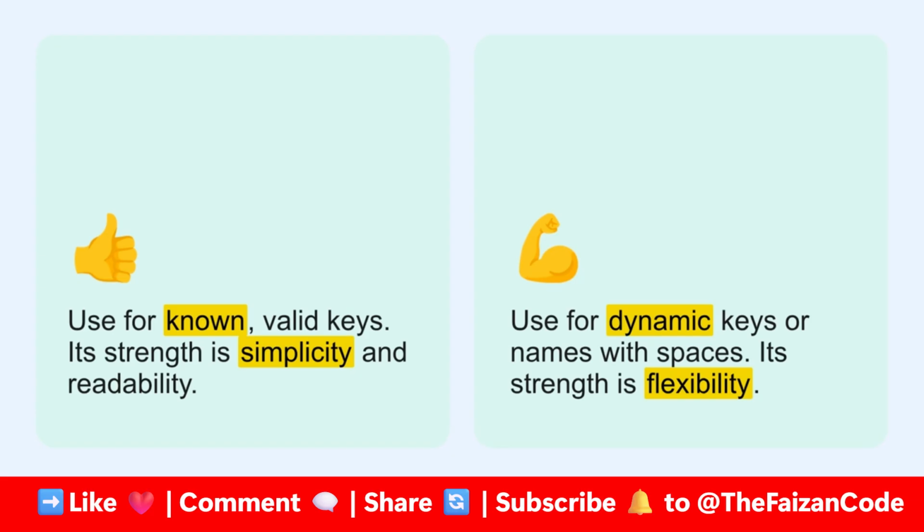But you absolutely must use bracket notation in two key scenarios. One, the property name is in a variable. We just saw that. Two, the property name has spaces or special characters. Imagine a key like "first name." If you try user.first name, your code is going to crash and burn. But user["first name"], that works perfectly. That's the power of brackets.